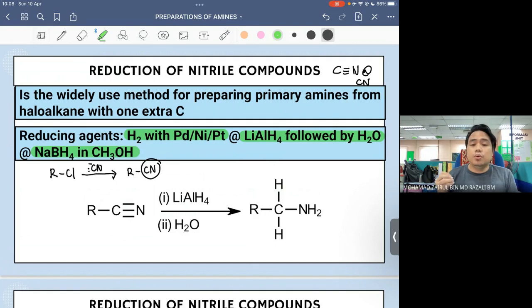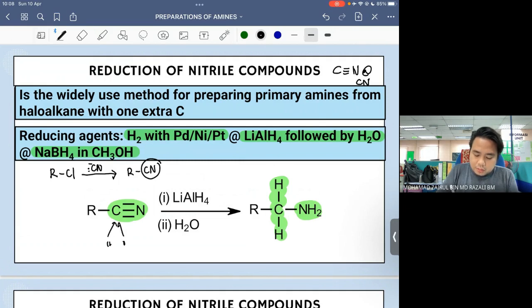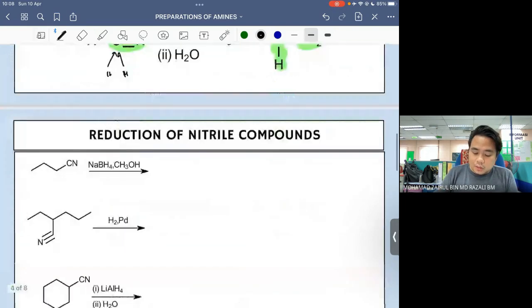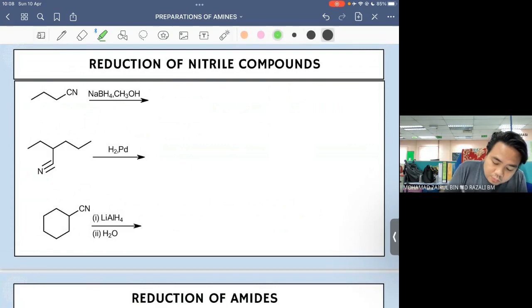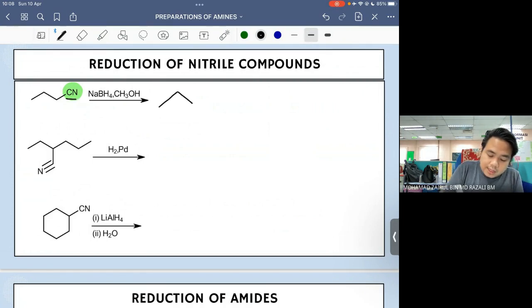Okay, so in order to draw the product is easy. You just convert C triple bond N itu ataupun CN itu, awak convert dia kepada CH2 and NH2 sahaja. That means awak akan add 2 hydrogen on the carbon and another 2 hydrogen on the nitrogen. Okay, let's take a look at this example. Remember that we only need to convert the CN. So yang lain itu awak salin balik. So CH3, CH2, CH2, CN dia akan jadi CH2 NH2.